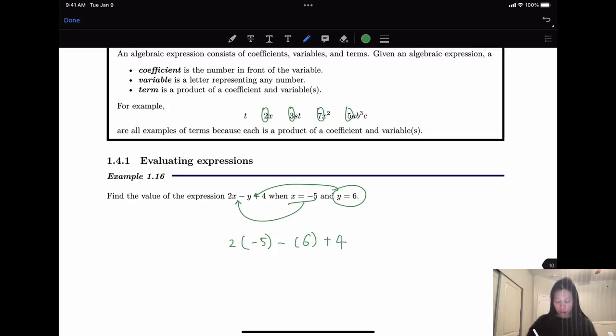And now let's calculate that, following the order of operations. 2 times -5 is -10, minus 6 plus 4. So we have -16 plus 4, which is -12.